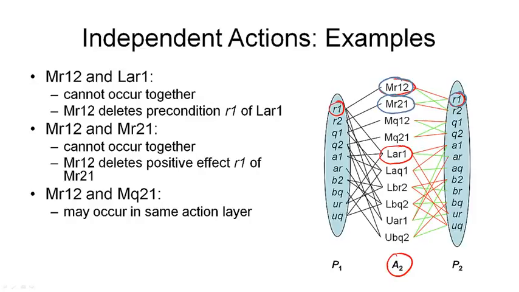They are dependent actions. But to show you that not all actions in this action layer are dependent, let us look at MR12 and MQ21, for example. These two actions are independent. Their effects and preconditions don't interfere with each other, so we can execute those two actions together and in parallel.